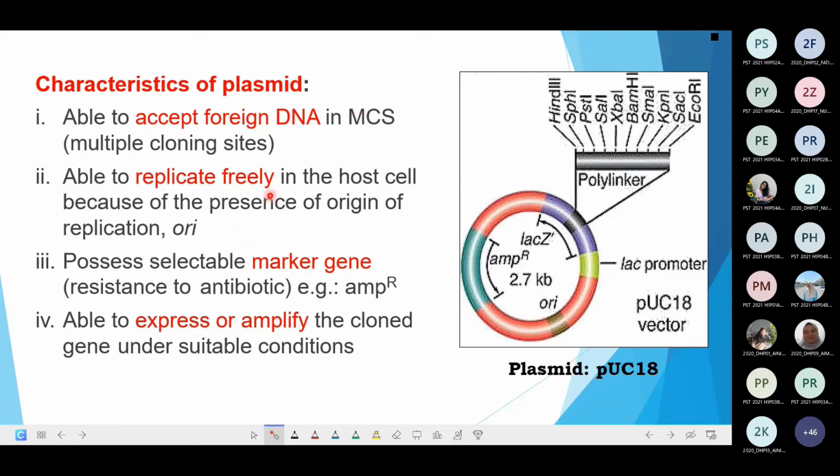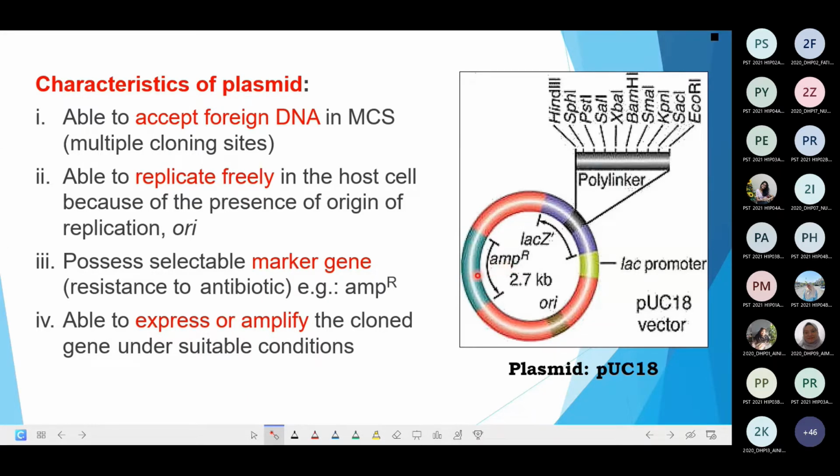And the plasmid should be able to replicate freely in the host cell, meaning that if we put this plasmid into a bacteria, this plasmid can replicate, meaning that from 1 it can become 2 and so on. And this is because of the origin of replication. And another characteristic that is important for the plasmid is that they will be having a marker gene. So this is a plasmid, and there is one gene over here that is very important, and we call it the AmpR gene.